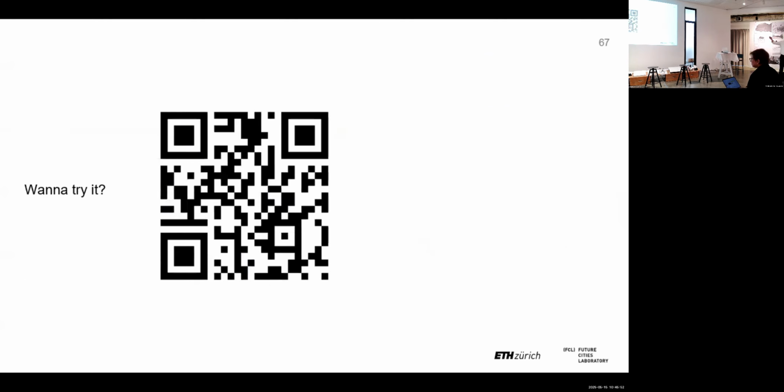Want to try it and scan the code? I'm not sure you have time to. Okay. Okay, sure.